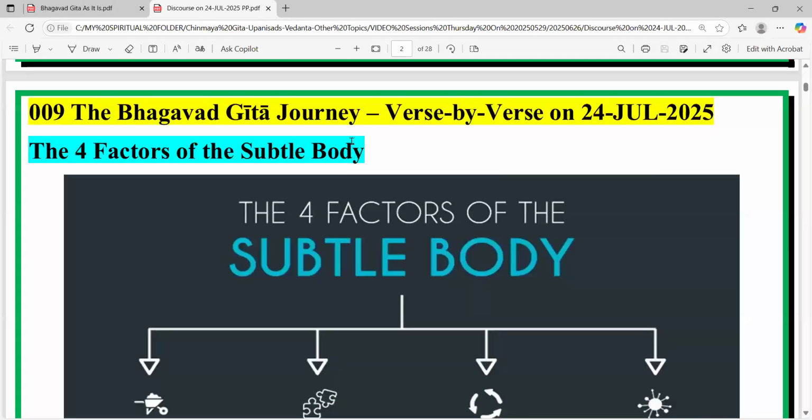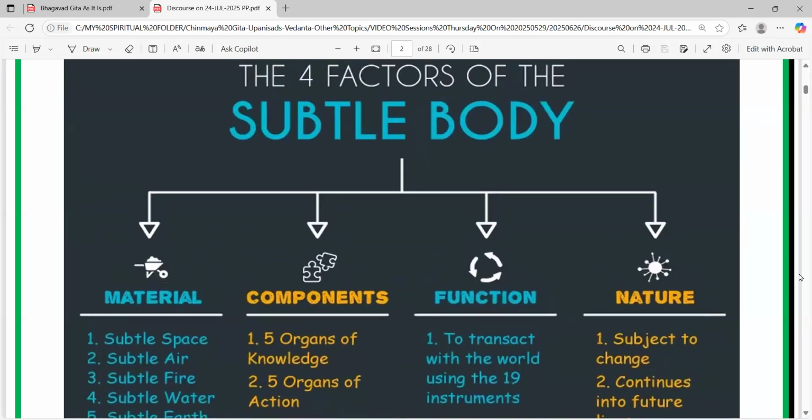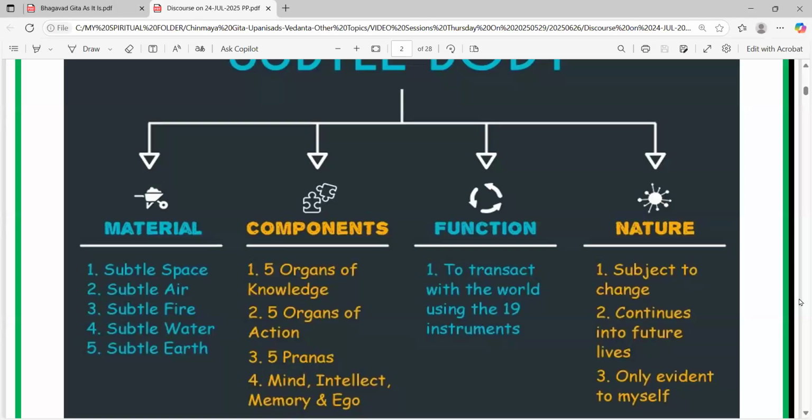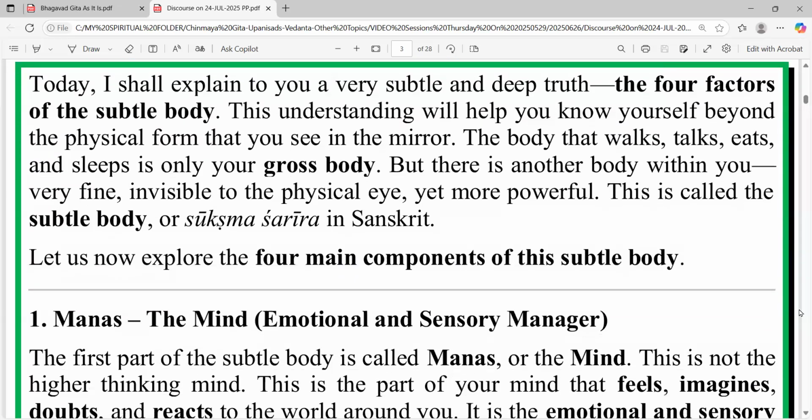Our first topic of today is the four factors of the subtle body. As you can see, they are material, components, function, and nature. Today I shall explain to you a very subtle and deep truth. The four factors of the subtle body. This understanding will help you know yourself beyond the physical form that you see in the mirror.